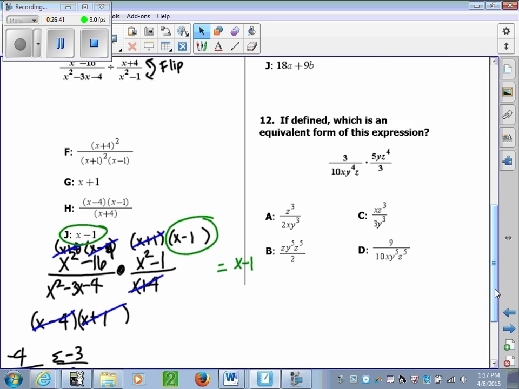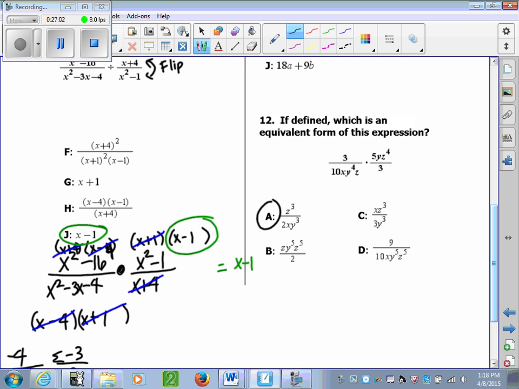Alright, 12. Let's see. If defined, which is an equivalent form of this expression. Let's skip this one too, actually. If you want to do it, the answer is A. Actually, we'll go ahead and do it. Never mind. Go ahead and do it.